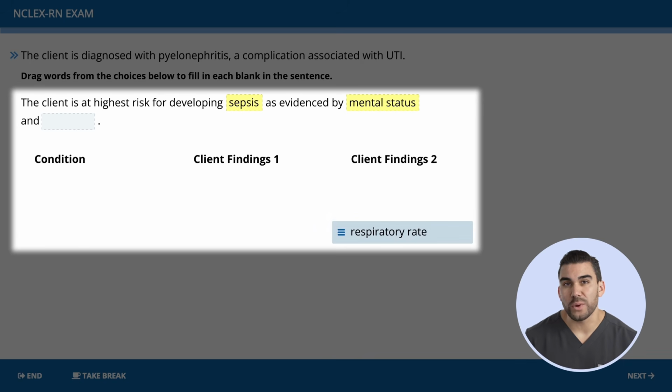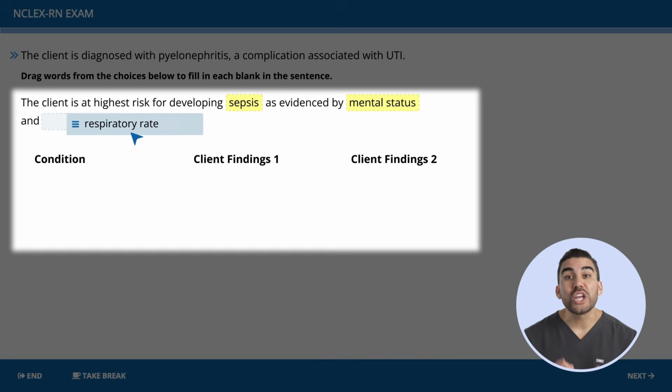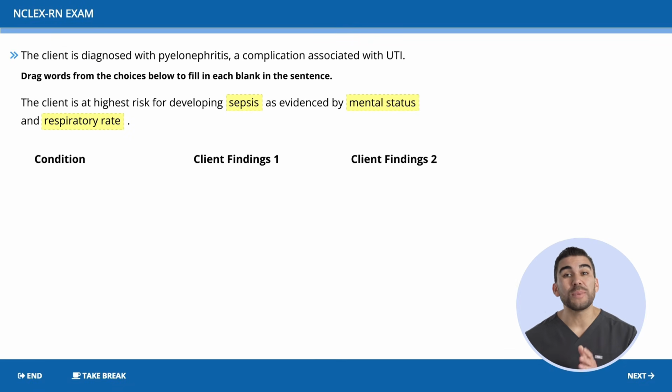What about the respiratory rate? Well, yes, change in level of consciousness and even tachypnea is actually criteria that indicates a high risk for sepsis. So again, write it down. Change in LOC and tachypnea, big criteria for sepsis. So the correct answer is the client is at highest risk for developing sepsis, as evidenced by mental status changes and respiratory rate.